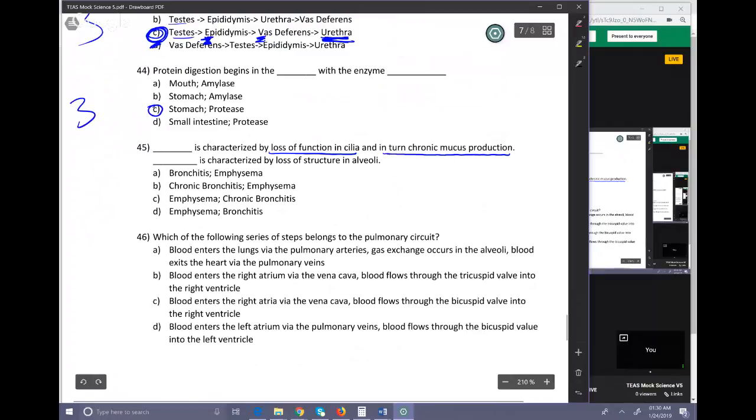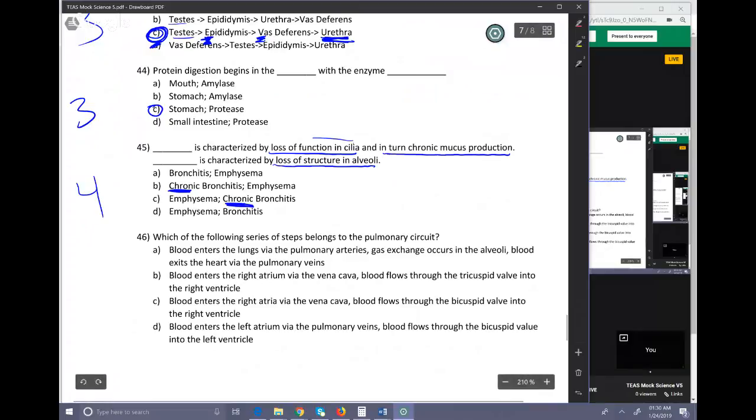And then blank is characterized by loss of structure in alveoli. This is from anatomy 4. This is very important. I hope that you caught that it must be chronic bronchitis. The definition of chronic bronchitis and bronchitis are vastly different. They're nothing like each other.